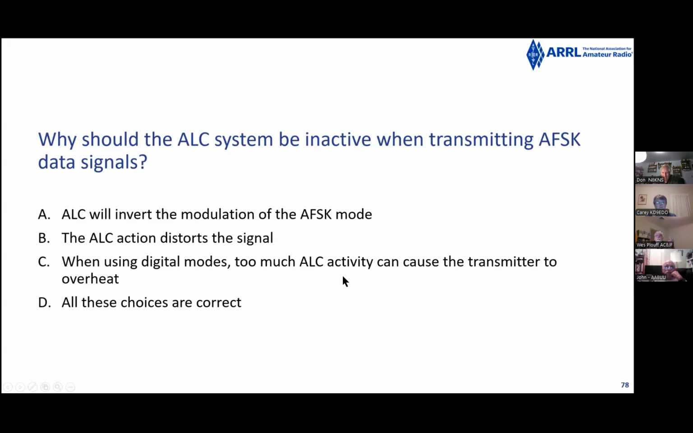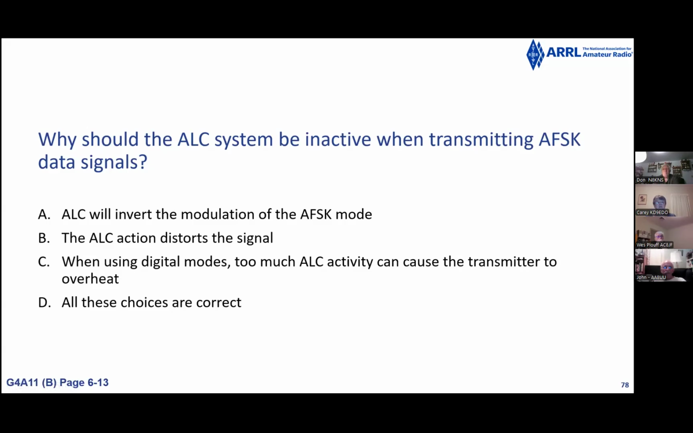Why should the ALC system be inactive when transmitting audio frequency shift keying data signals? A, ALC will invert the modulation. B, the ALC action distorts the signal. C, when using digital modes, too much ALC can cause the transmitter to overheat. Or D, all these choices are correct. I'm thinking D, but I'm sorry, the answer is B. ALC action can distort the signal.